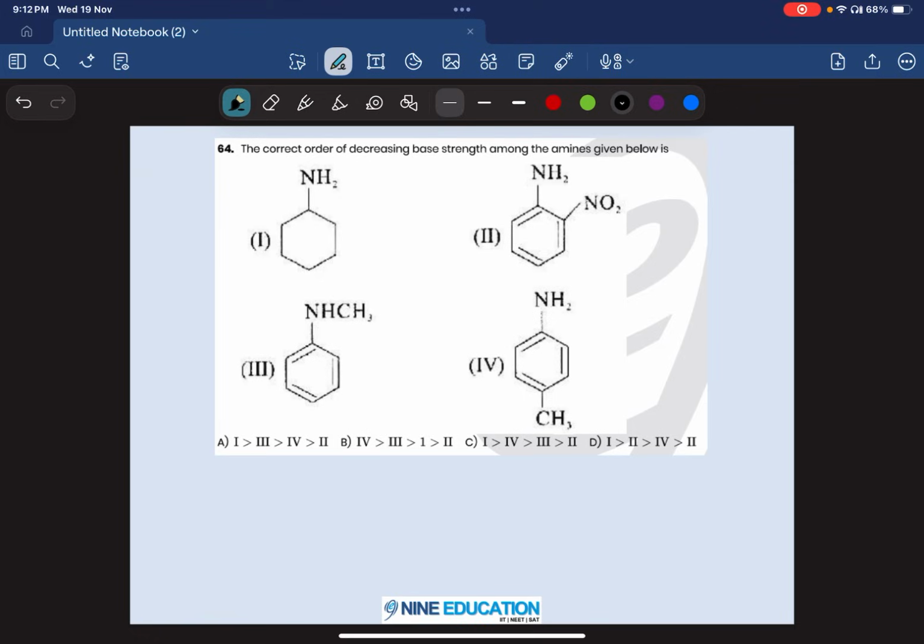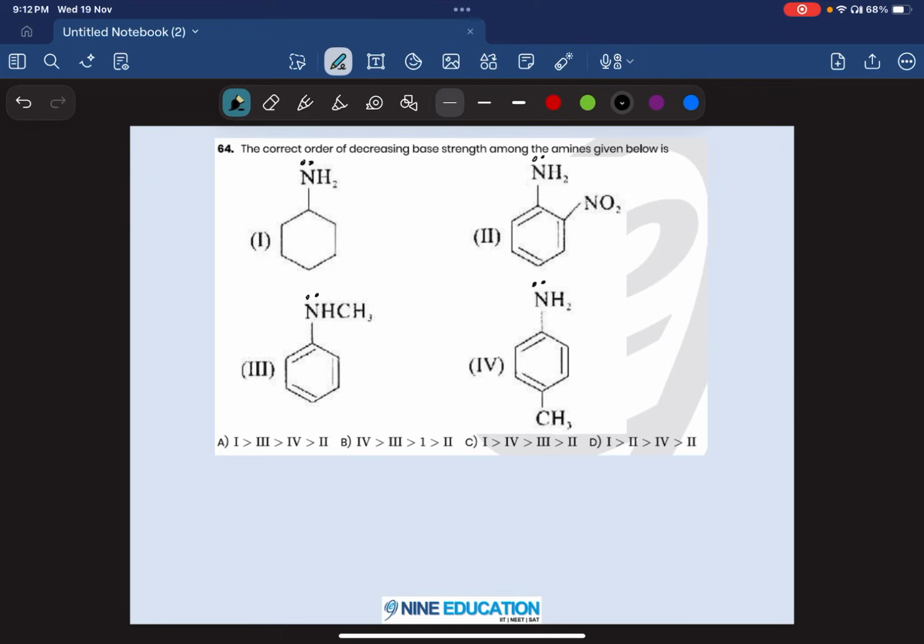Basic strength is directly proportional to the ability to donate the lone pair. Any time the lone pair is involved in resonance, the ability to donate the lone pair keeps on decreasing. In options 2, 3, and 4, the lone pair is in conjugation with the entire benzene ring. The lone pair and the benzene ring form a conjugated system.